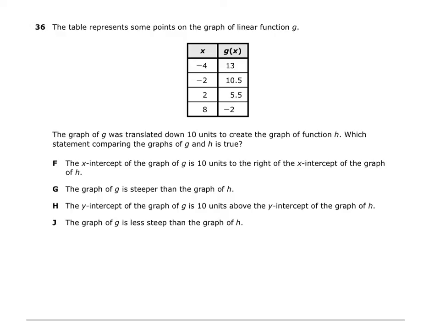Okay, so F says the x-intercept of the graph of g is 10 units to the right. No. Right implies left and right. It says translate it down 10 units. So F is not it. G says that g is steeper than h. No, a translation only moves something, but it does not change how wide or narrow it is. So G is out. H says the y-intercept of the graph of g is 10 units above that of h. Yes, because g was moved down 10 units, so g is higher than h. And J is like G, it doesn't have anything to do with the steepness.